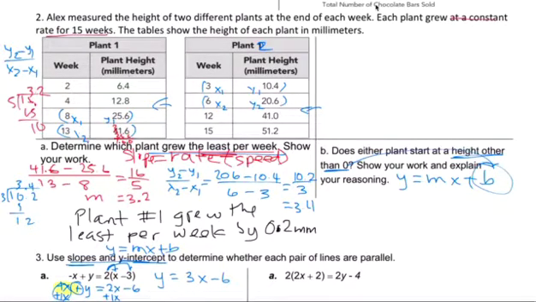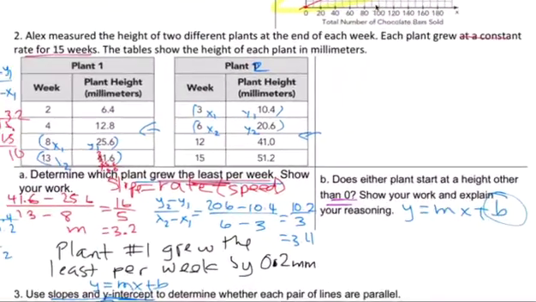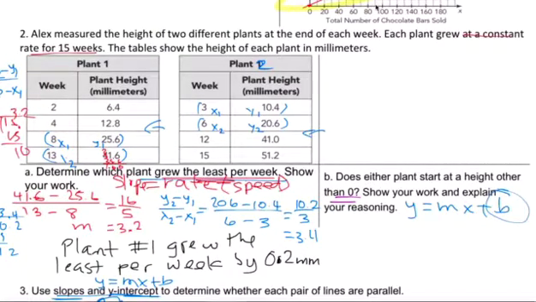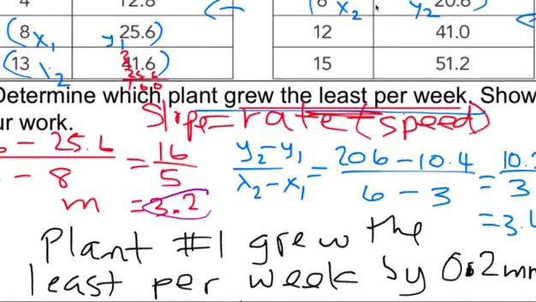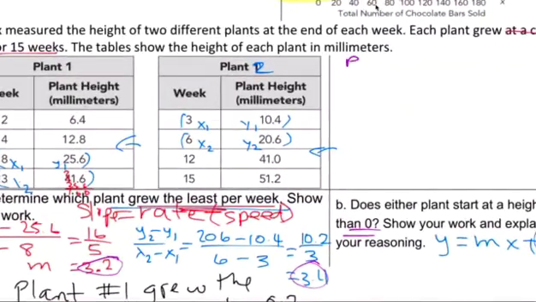Part B: does either plant start at a height of 0? Start at a height of 0, that's the y-intercept. So we're finding the y-intercept for each of them. We all know the rate of change. I'm going to use the decimal one. That's the rate of change. So let's do plant number 1. We've got y equals mx plus b.